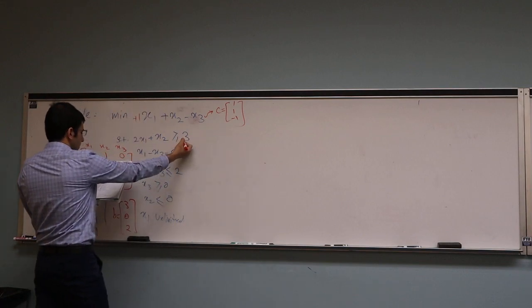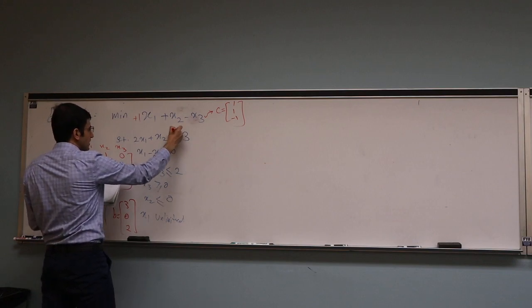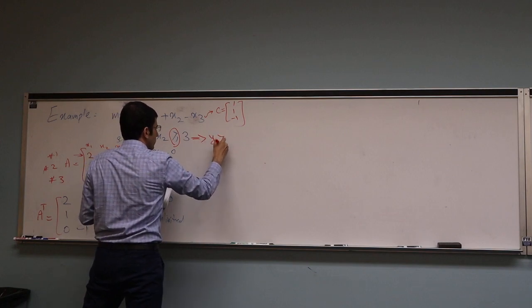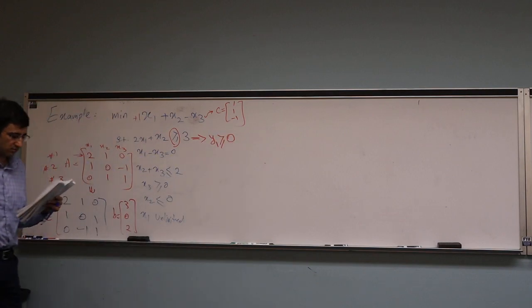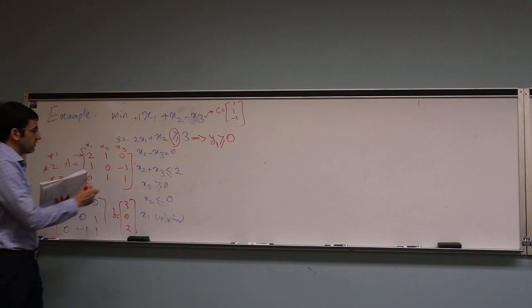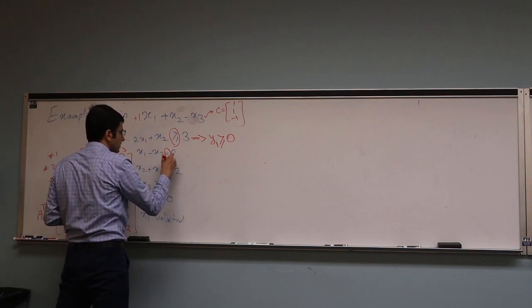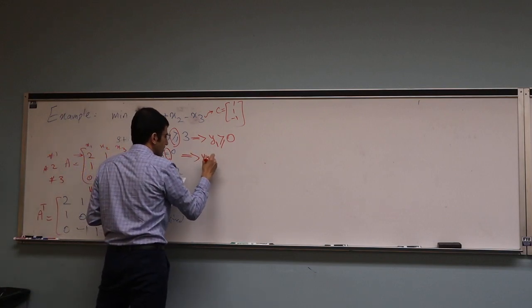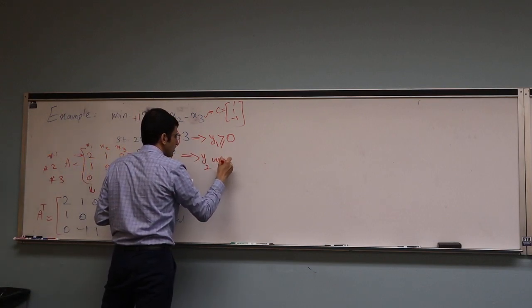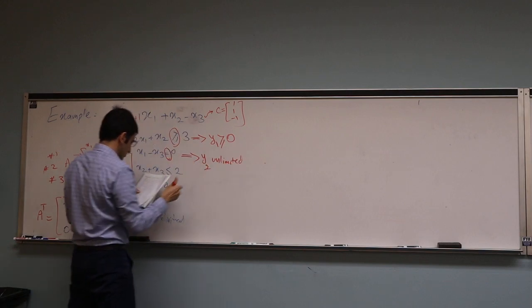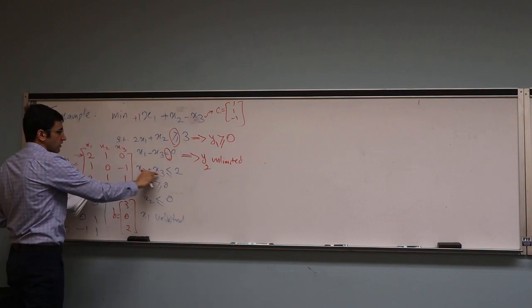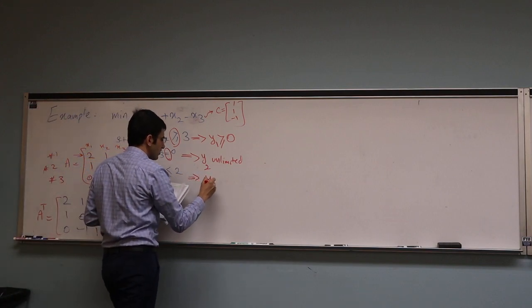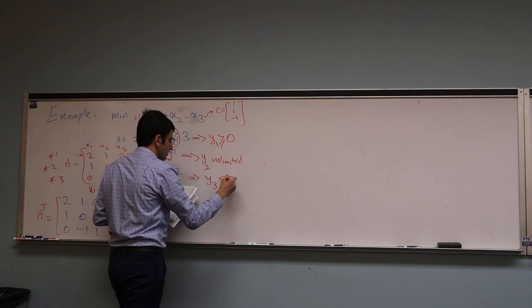So this one is an inequality constraint and it's greater than or equal to, so it refers to a positive dual variable. This one is an equality constraint, so it will lead to an unlimited variable. This one is a less than or equal to constraint, so it will lead to a negative dual variable.